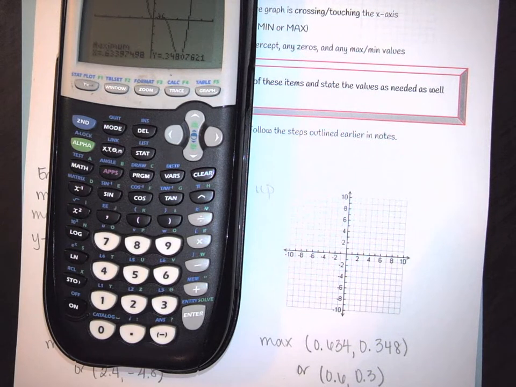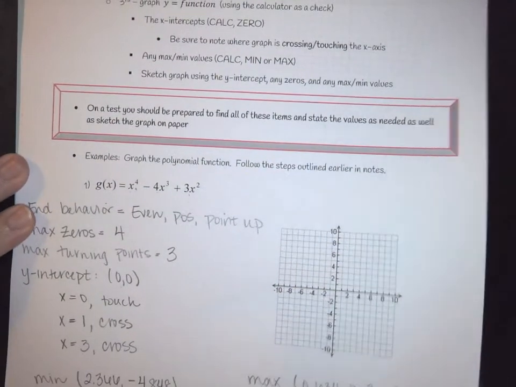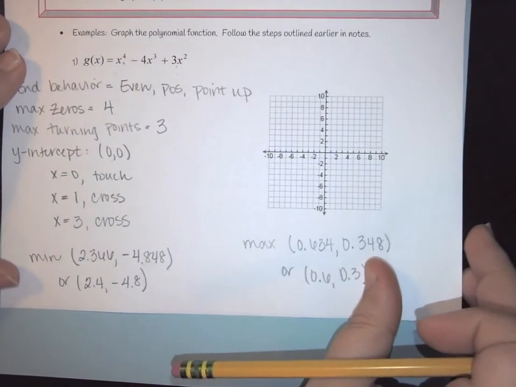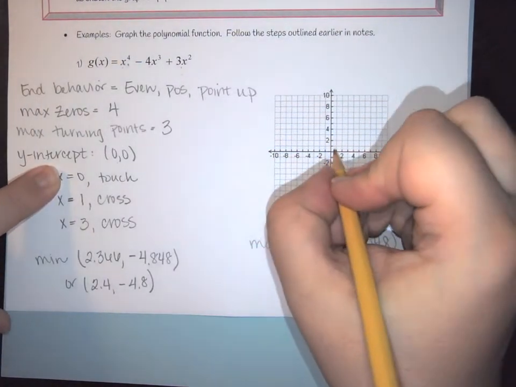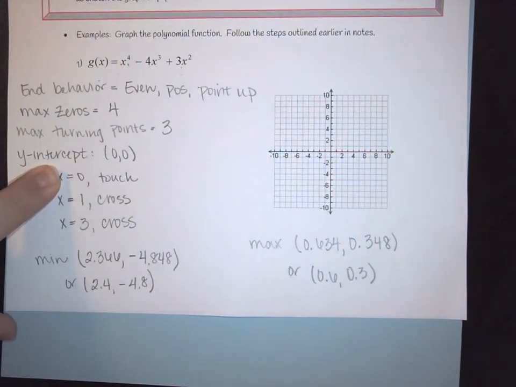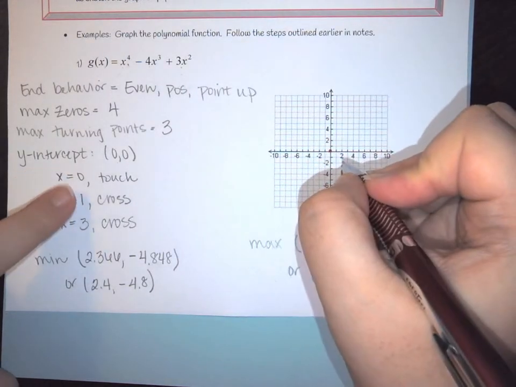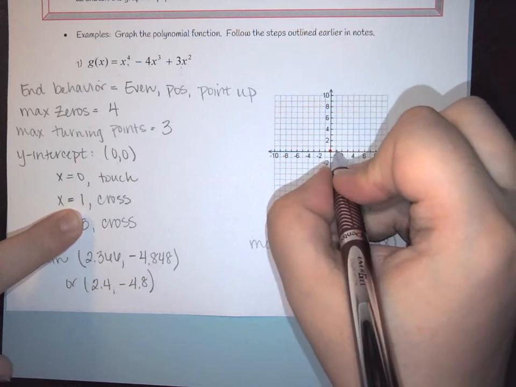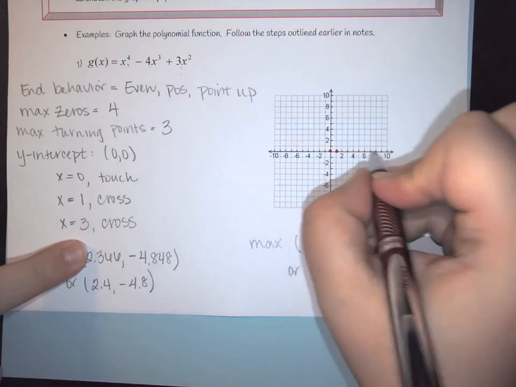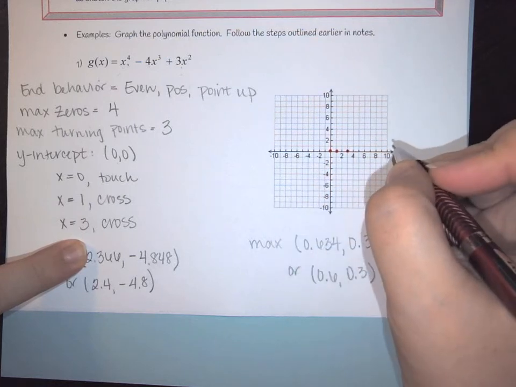Now that we have all of that, we need to start actually sketching the graph. So once you have all of that, based on the information you've written down, you need to kind of sketch your graph. So first and foremost, I would put your intercepts. So we know right here at the point 0, 0, we have an intercept point. We also know that at the point 1, 0, we have another one. And at the point 3, 0, we have another one.